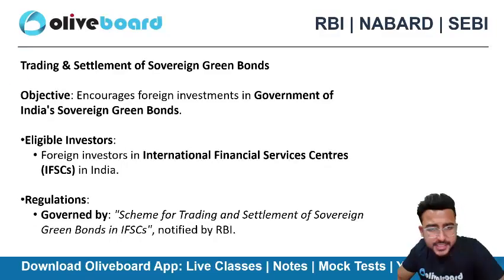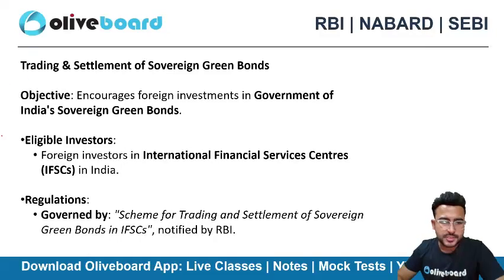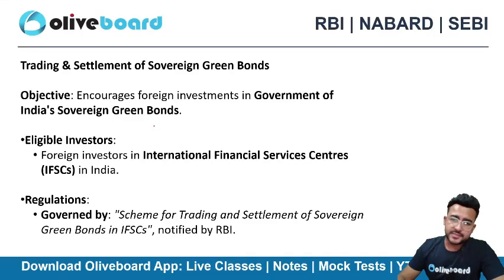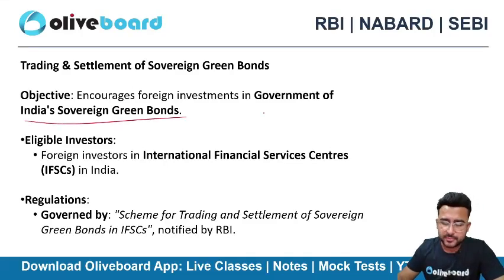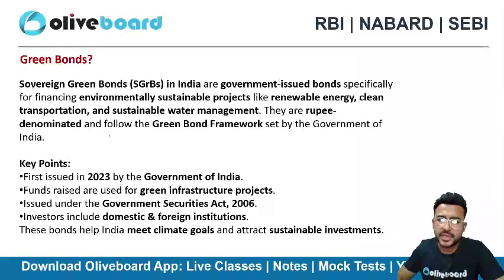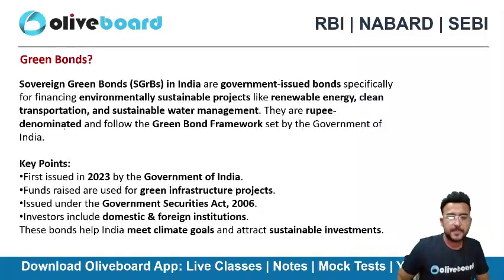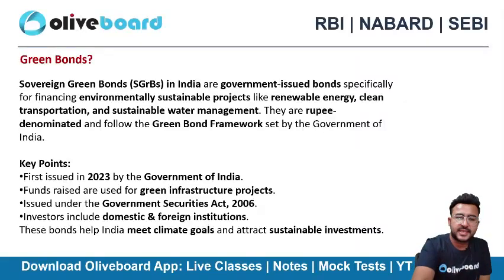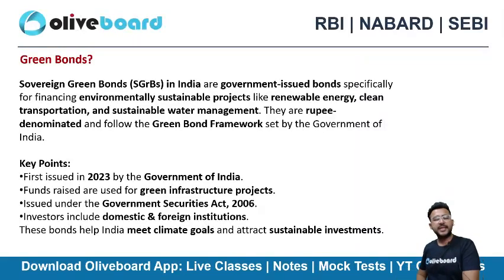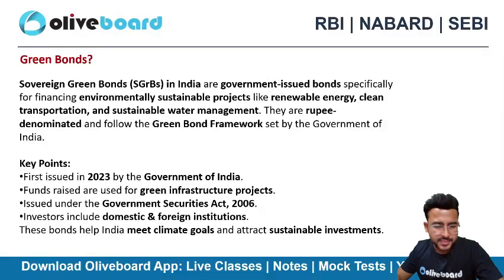Next is trading and settlement of sovereign green bonds. So the objective is foreign investment in the sovereign green bonds issued by the government. What are green bonds? Basically, they are raising finance for environmentally sustainable projects. It can be renewable energy, it can be clean transportation, water management systems, right?